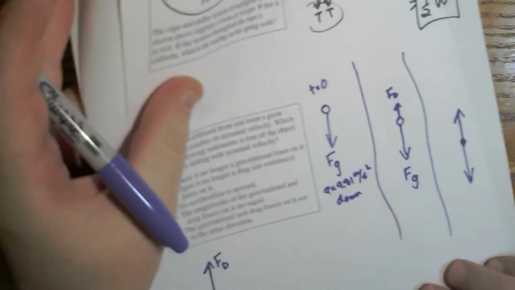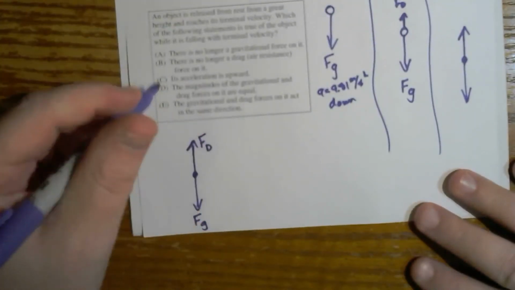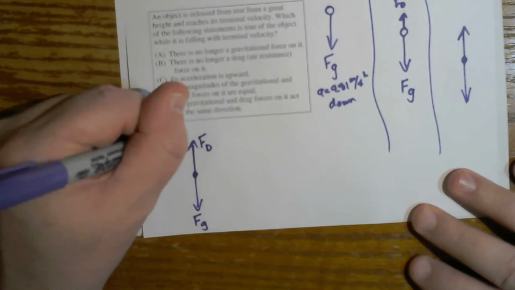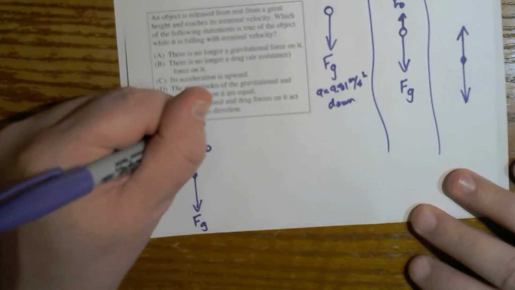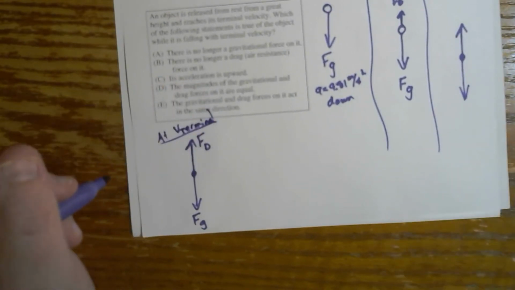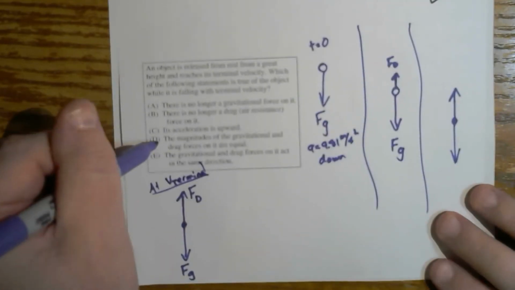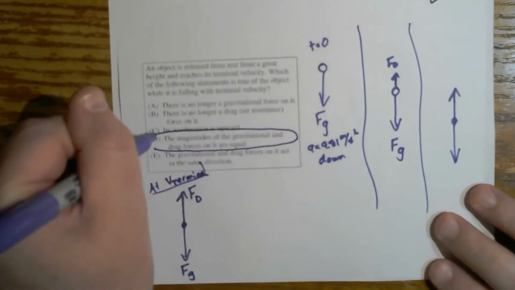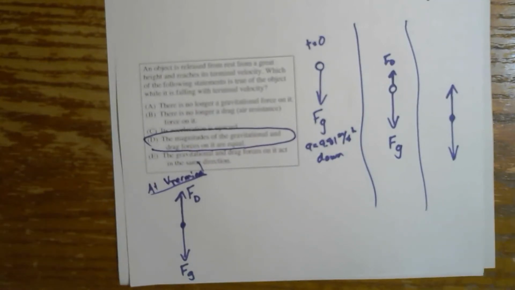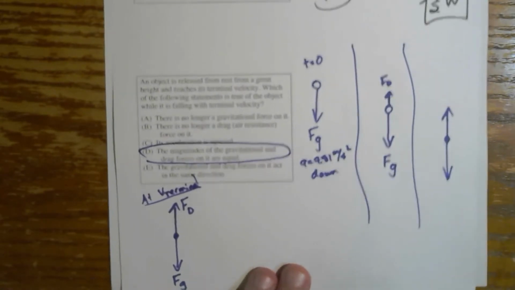This is what happens at terminal velocity. And so that means the solution to this multiple choice question says the magnitudes of the gravitational and drag forces are equal.